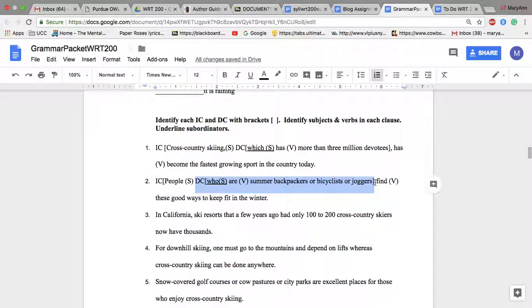So that's really the most complicated construction of the IC-DC that we'll have. See if you can find the rest and identify the subordinators correctly and find the ones that are our three magic subordinators, who, that, which. Make sure you underline them and mark them as the subject. Good luck.